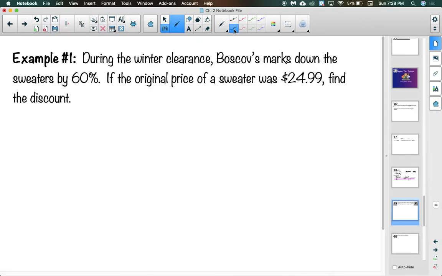Okay, I've got 3 examples for you here. Our first example says, during the winter clearance, Boscov's marks down the sweaters by 60%. If the original price of a sweater was $24.99, find the discount. So the first thing we have to do is take our percent and change it to a decimal using D2P. So it was 60%. Now we're going to grab that decimal, move it 2 places to the left, and you know me, I like to clean up the 0 at the end and make it 0.6.